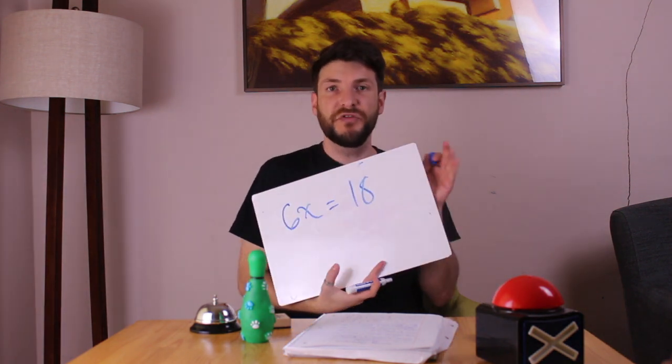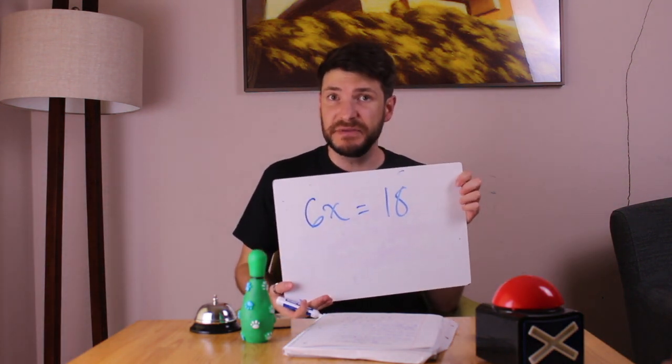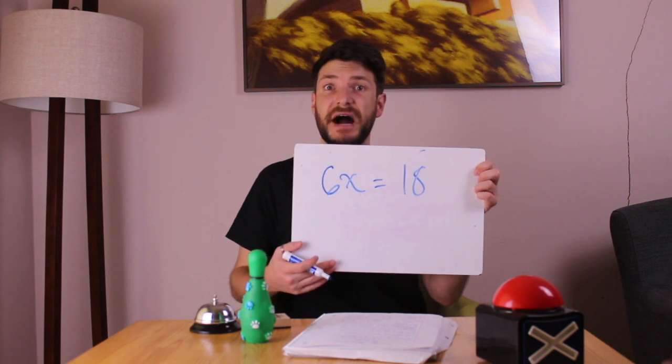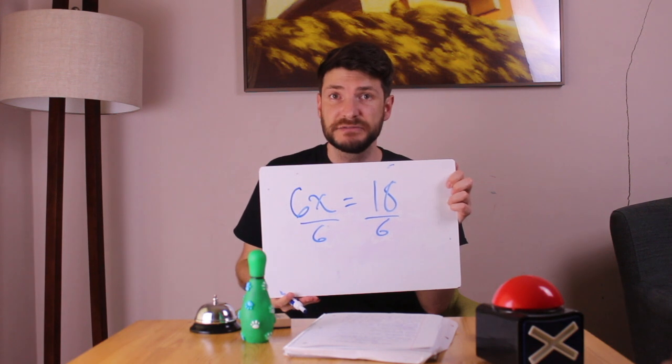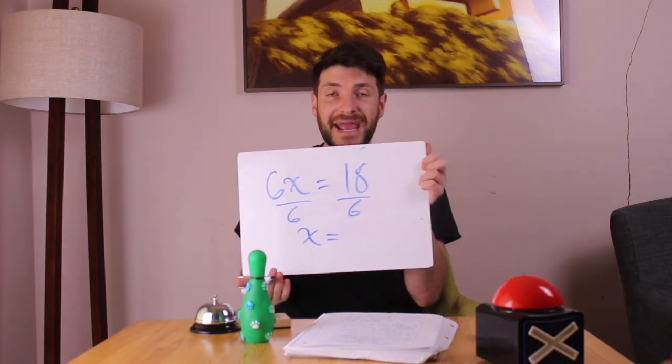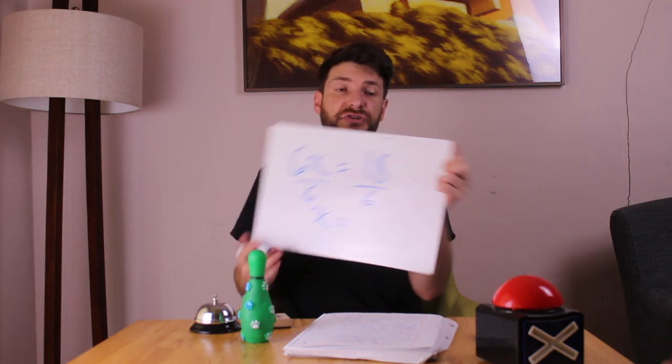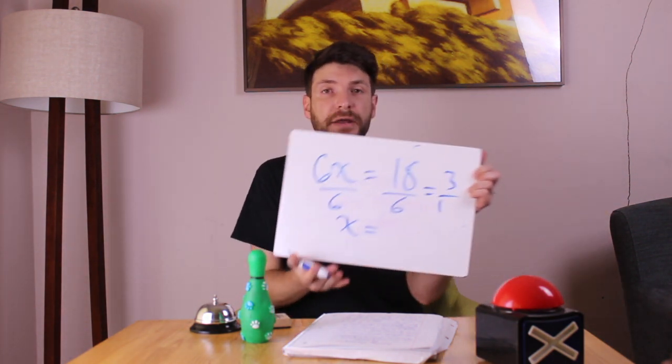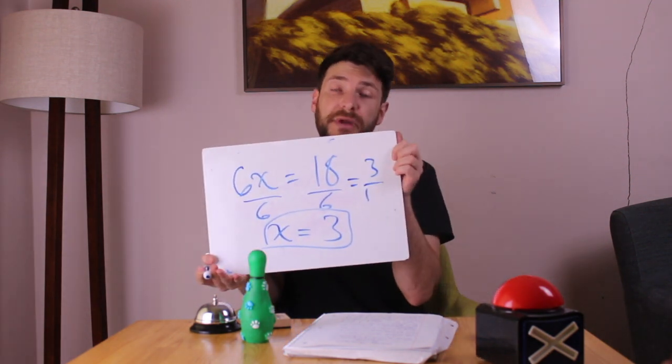We'll do 6x equals 18. X is being multiplied by 6. The inverse of being multiplied by 6 is being divided by 6. Show me you can divide both sides by 6. Remember my golden rule. This becomes 1x, or just x. So x equals 18 over 6, which simplifies down to 3 over 1, or just 3 when we have our final answer.